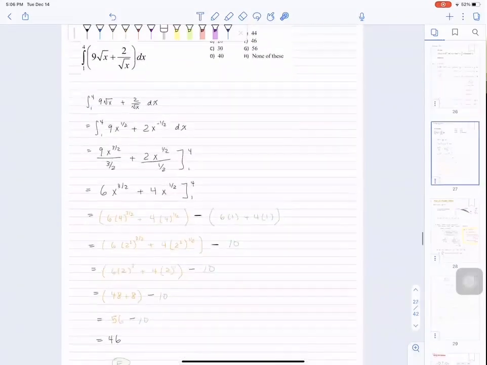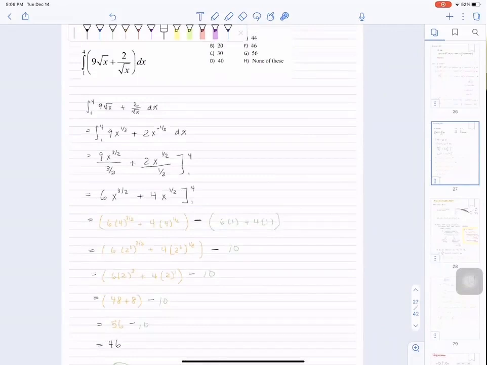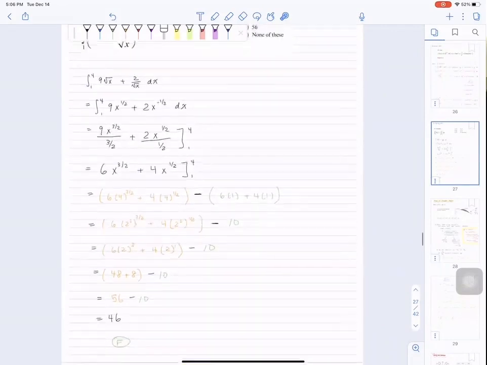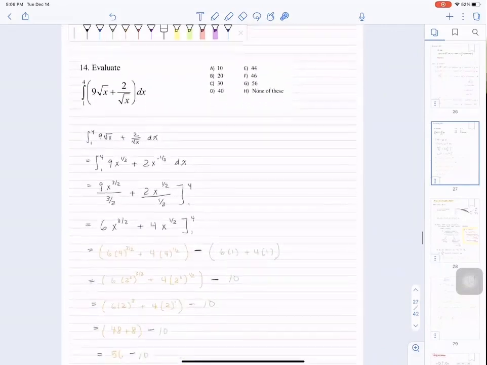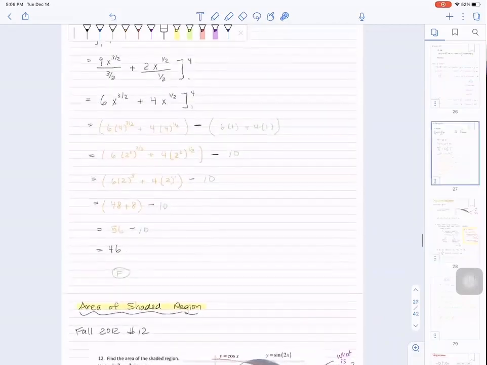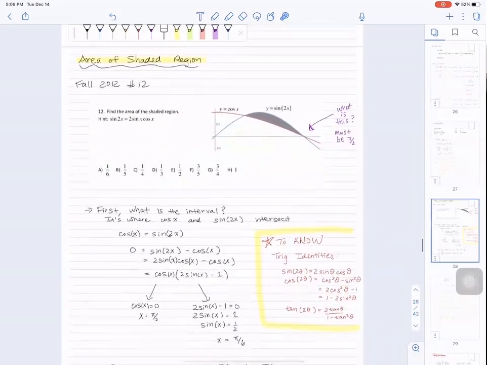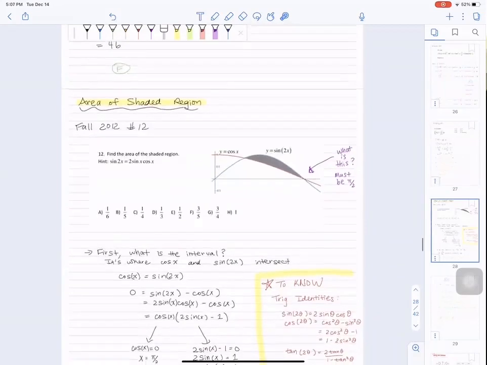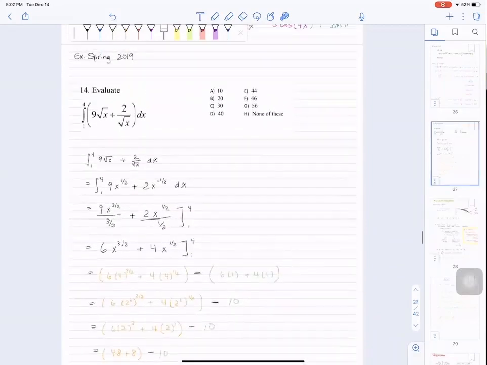And I also did another problem. One of the comments on recitation notes was that you guys wanted more examples. So lots of examples, but we have a lot more topics. So let me move on to area of shaded region. Okay, but any questions about integrals before I move on though?